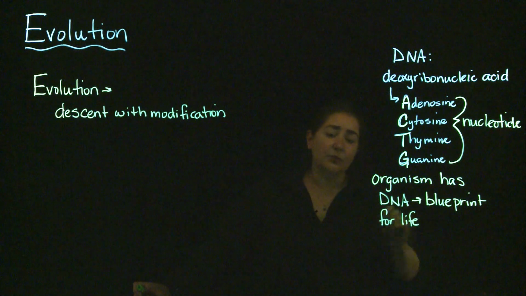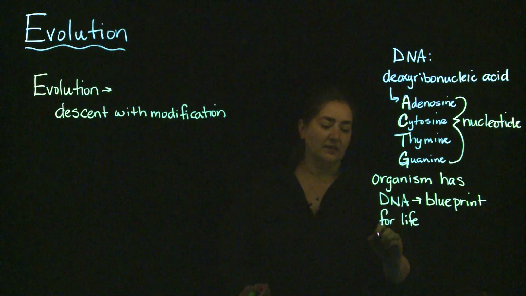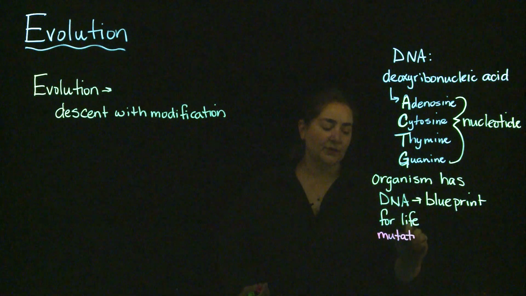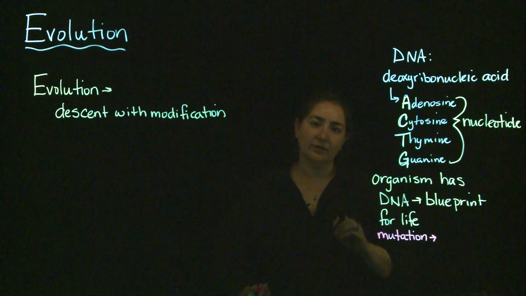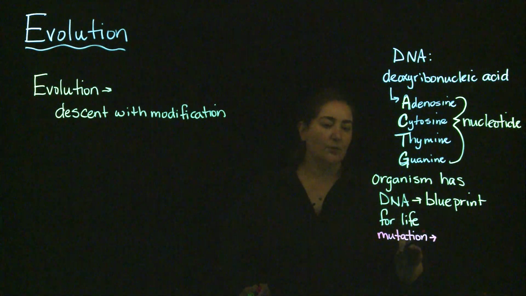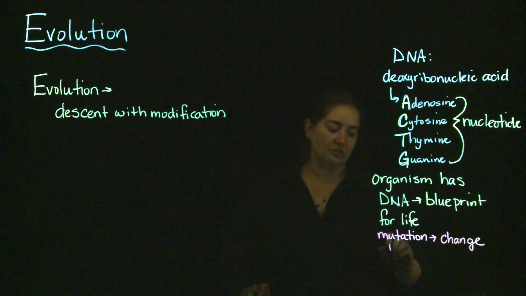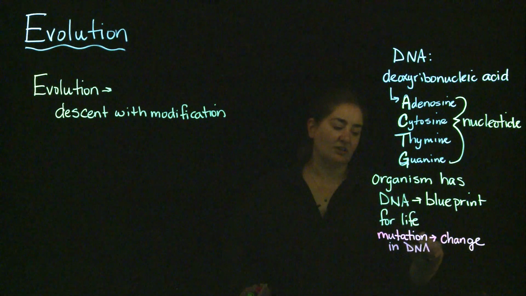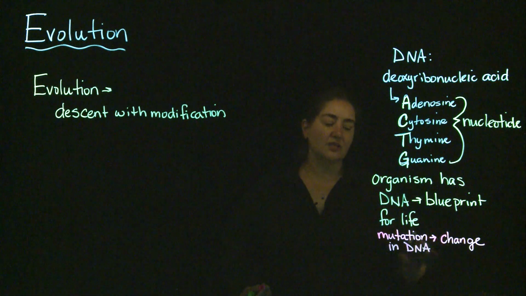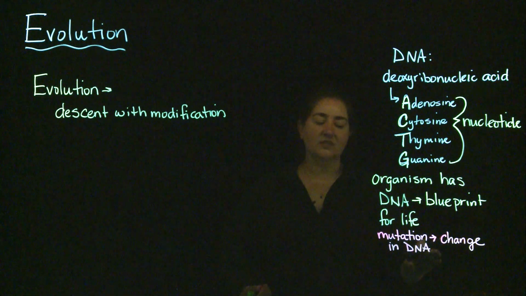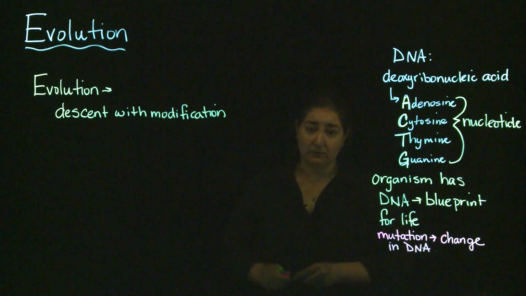And in terms of that blueprint, one of the things that we'll talk about later in the semester is that the blueprint has the ability to undergo mutation, okay? Again, don't worry if you don't know what mutation means right now. A mutation is a change in the DNA. And this is a very generic definition. We're going to get into a little more detail later in the semester, okay? But a mutation is a change in DNA. That change in DNA is the modification that I'm talking about with evolution, okay?